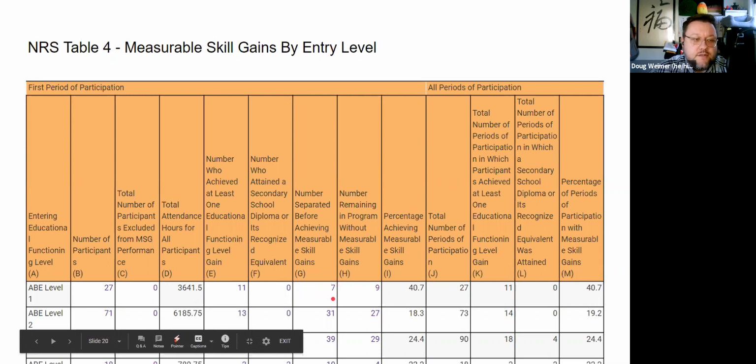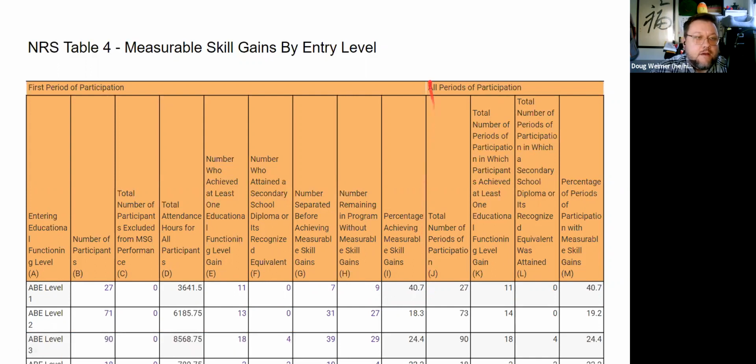G, these are the students that have separated before they got their measurable skill gain. So these are the students that left your program, unfortunately. H, the number of students that are still in your program, but haven't yet made a measurable skill gain. So that means there are 9 students that are still in this program, but they haven't made either their EFL gain or their high school diploma gain. These are a good group of students to target to see how you can help them get over that finish line. And I would be the percent that achieve a measurable skill gain. So in our chart, those that had their EFL gain, those that had their high school diploma, these are the ones that have a measurable skill gain.